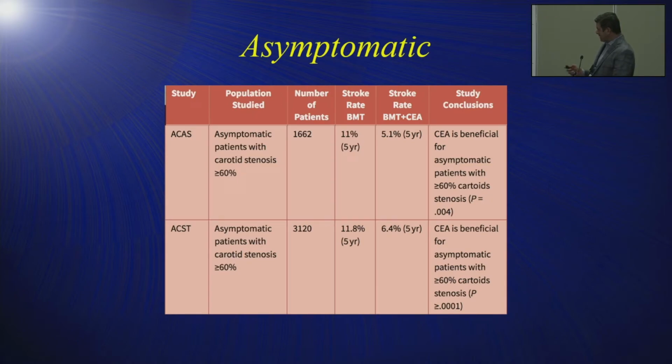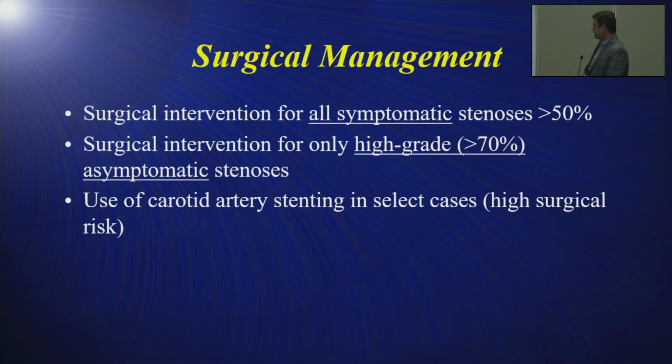And so for the asymptomatic patients, if you had an asymptomatic lesion and you found a bruit and tested them, and if they were over 60%, then that was the cutoff for when we should consider an operation for patients with asymptomatic disease who are otherwise medically healthy.